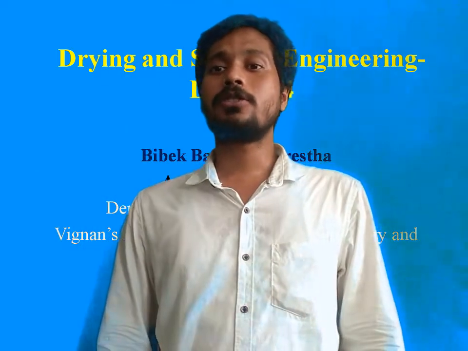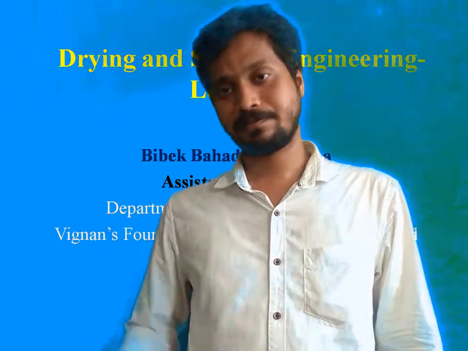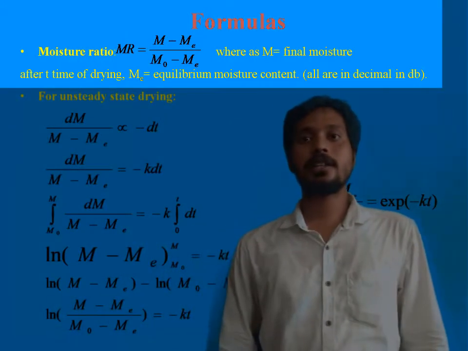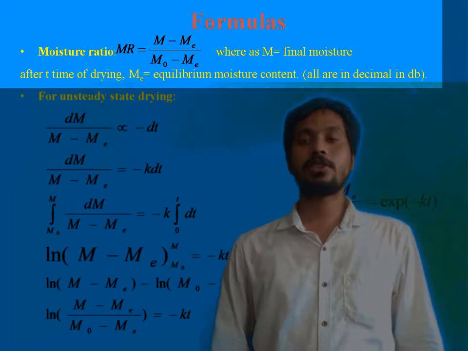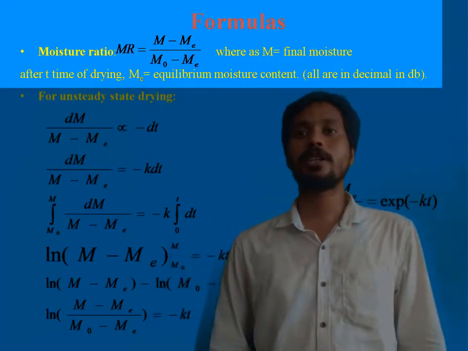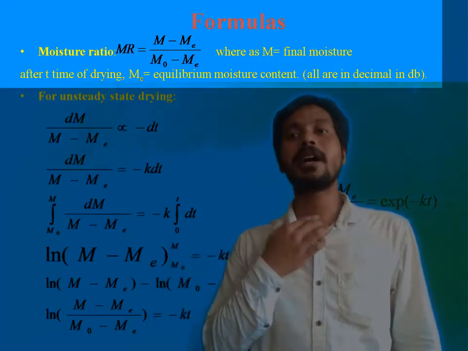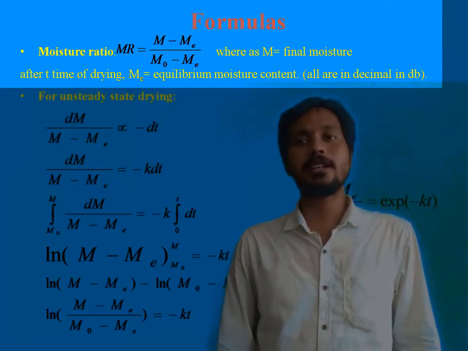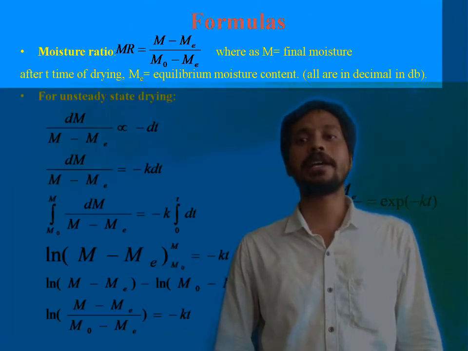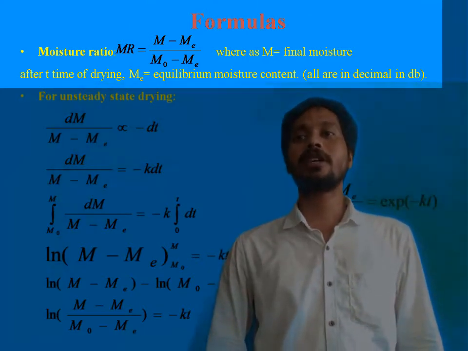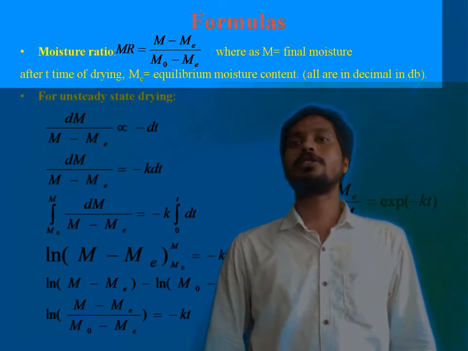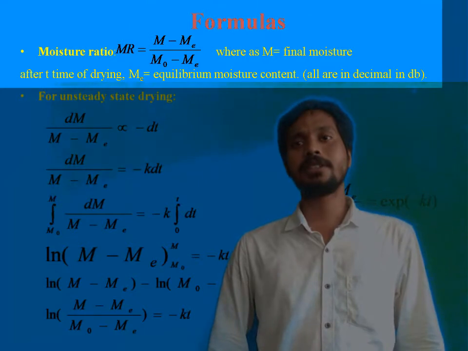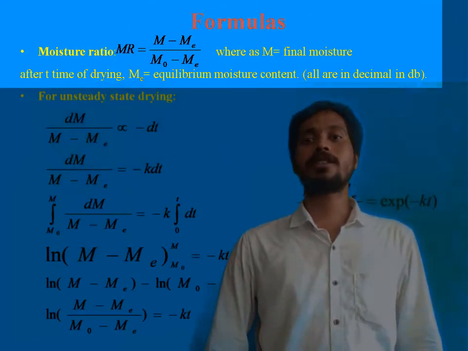Now going forward, let's begin today's class. Here you can see the formulas. The formula of moisture ratio is given. MR, moisture ratio, is nothing but (m minus me) by (m0 minus me), where m is the moisture after T time of drying, and me is the equilibrium moisture content. All the values will be in decimal and in dry basis, and m0 is the initial moisture content.